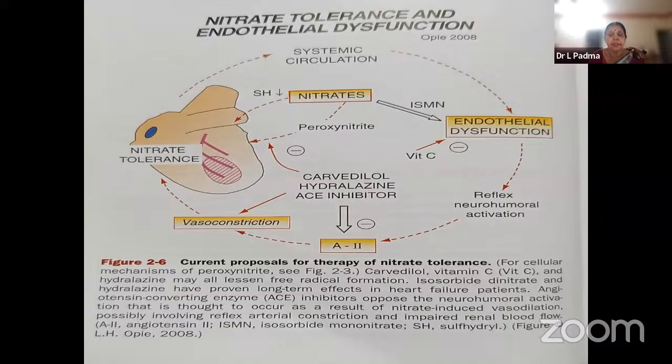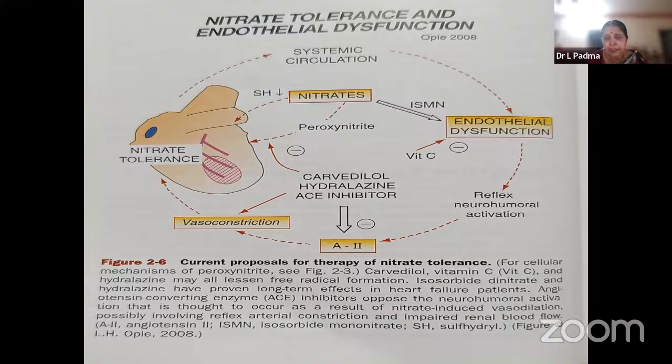For that reason you have to be quite careful, and these effects can be blocked by carvedilol, hydralazine, as well as ACE inhibitors. Carvedilol is an alpha plus beta blocker. Hydralazine is a vasodilator. ACE inhibitors are mixed vasodilators. In fact, we give a combination of nitrates and hydralazine in heart failure for a long-term effect. But still we are afraid, because we have better drugs now, anti-mortality drugs, which we'll be dealing with in the next few classes.